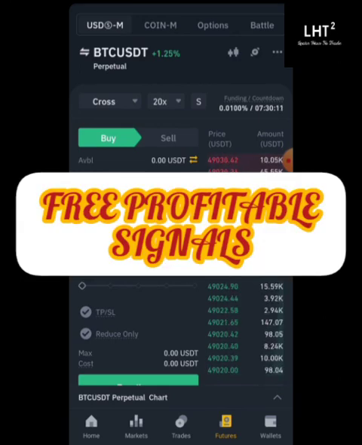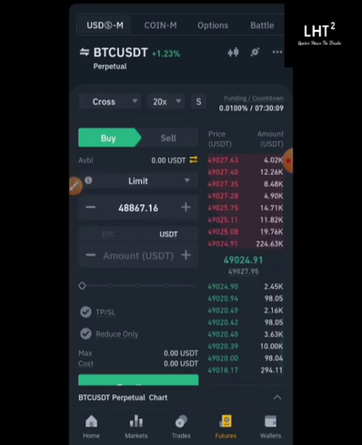Make your profits. Enter the Binance futures. Binance futures is very lucrative. Let us make money from Binance. Use the free signals, make money from Binance.